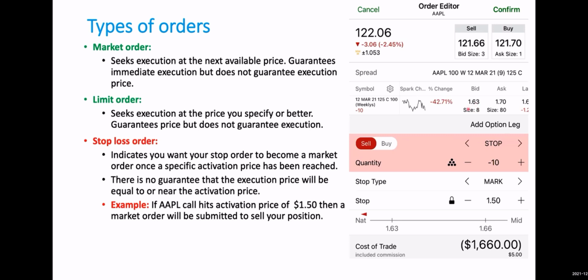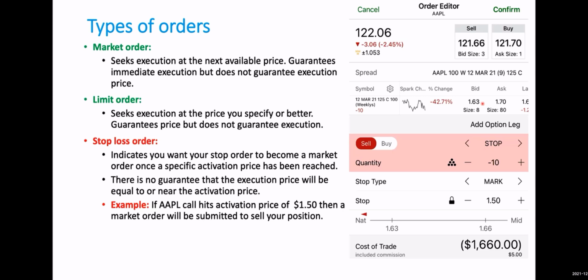So currently, let's say bid is at 163. Ask is at 170. Let's say you bought this contract for 130. You're already up a decent amount. And what you don't want is to lose money. So what you're trying to say is if the price of the option drops to, let's say, 150, I want to get out. I don't want to lose my gains. I'm going to get out.